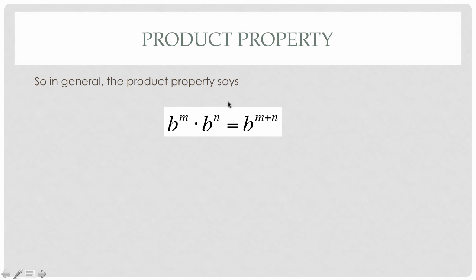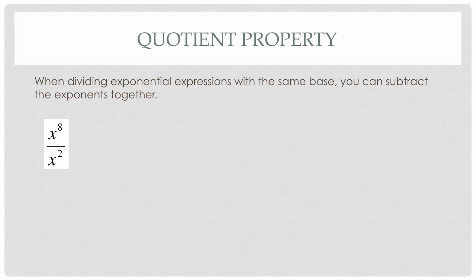Now, just like there's one for multiplication, there's one for division. When you divide exponential expressions that have the same base, you subtract the exponents. Let's think about what we have here. We have x to the 8th, so that's 8 x's, 1, 2, 3, 4, 5, 6, 7, 8. And I'm dividing that by 2 x's, x squared, right?